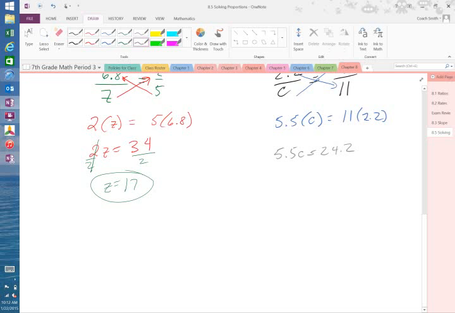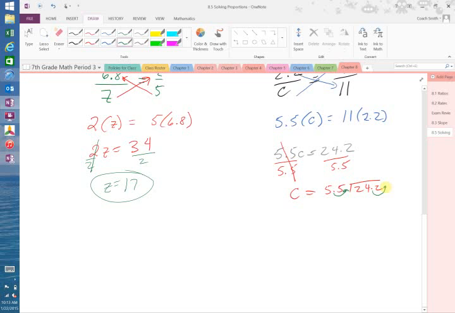Okay. Now comes a little bit more difficult because now we're having to deal with decimals on both sides of the equation. Okay. And so I've got to divide by 5.5 to both sides. On the left side, they cancel, leaving me with c. On the right side, it's 5.5 into 24.2. Well, the problem is I can't have a decimal in my divisor, the number on the outside of the bracket. So I have to move the decimal one place to the right.